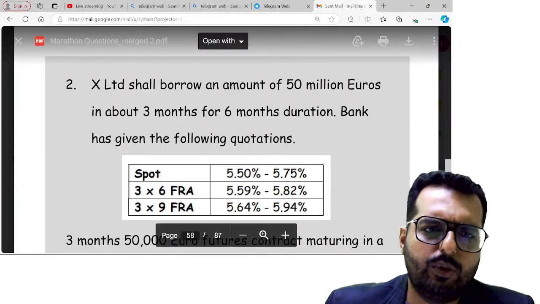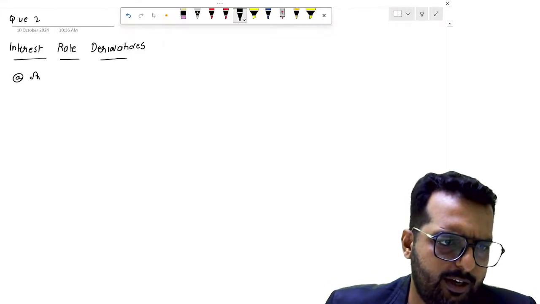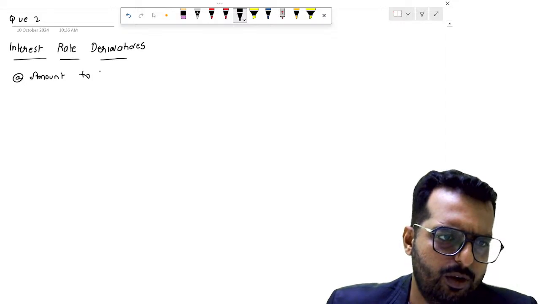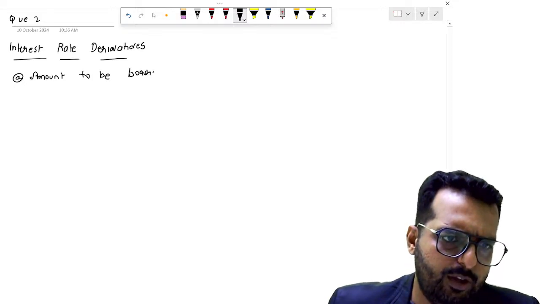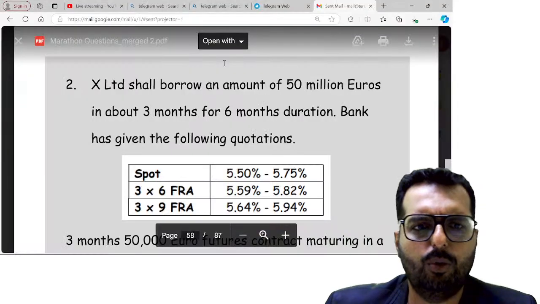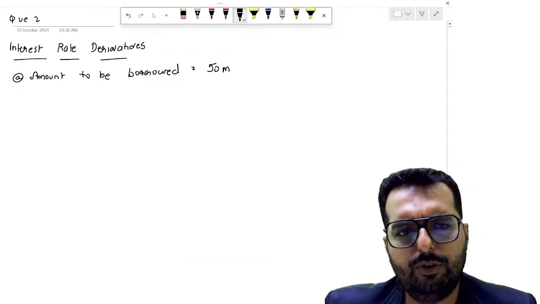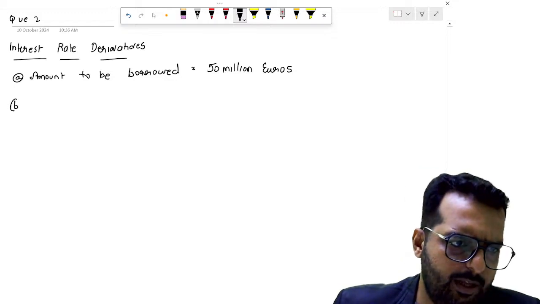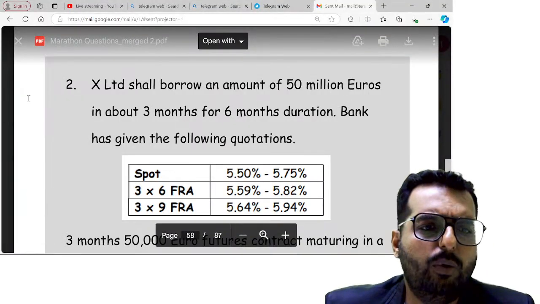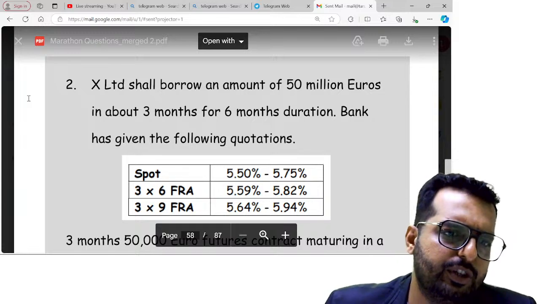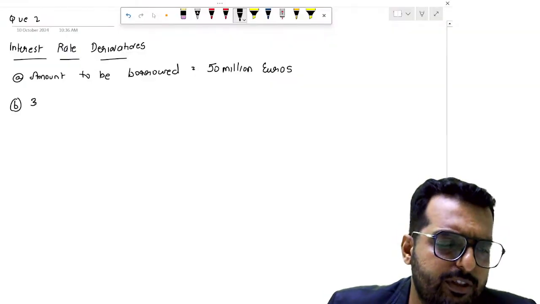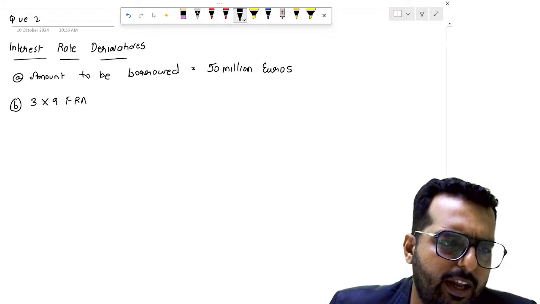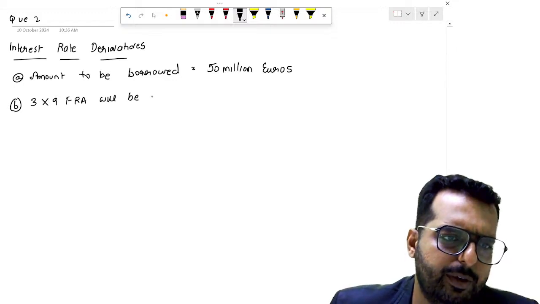Now in this I'll write down point number A. What is the first thing they have told? The amount to be borrowed. So I'll write down over here amount to be borrowed. Everyone tell me how much is the amount to be borrowed over here. Is it turning out to be 50 million euros? That is the amount to be borrowed. Am I right? In about 3 months for 6 months duration. So after 3 months for 6 months duration means 3 into 9 FRA will be relevant over here.